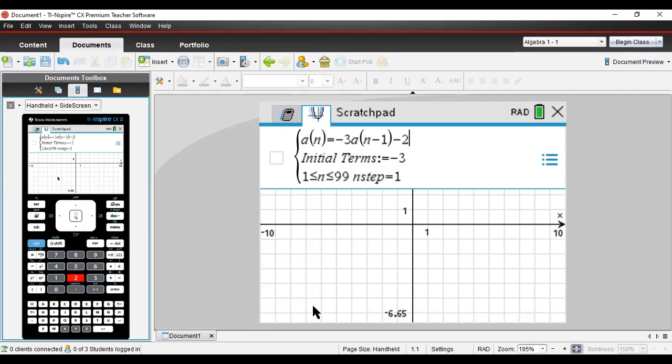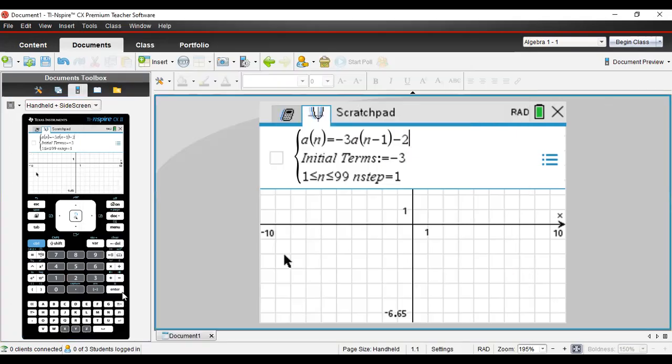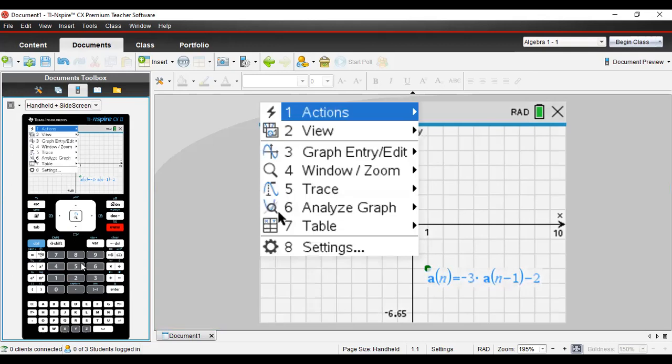And that's it. So go back over to the iPad and check it. A sub n equals -3 times A sub n minus 1, minus 2. If I come over here now, that's right, press enter, and that's our sequence. But you're probably saying, well, where is it? All you have to do now is use menu 5, 1.